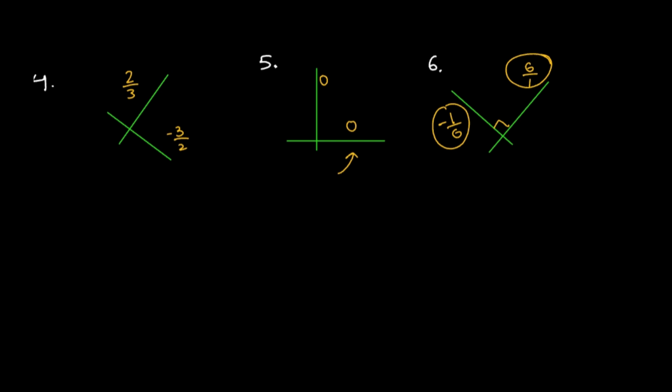Now let's do a few more examples. If the gradient of this line is 5, then the gradient of the line perpendicular to it will be negative 1 over 5, since negative 1 over 5 is the negative reciprocal of 5 over 1.